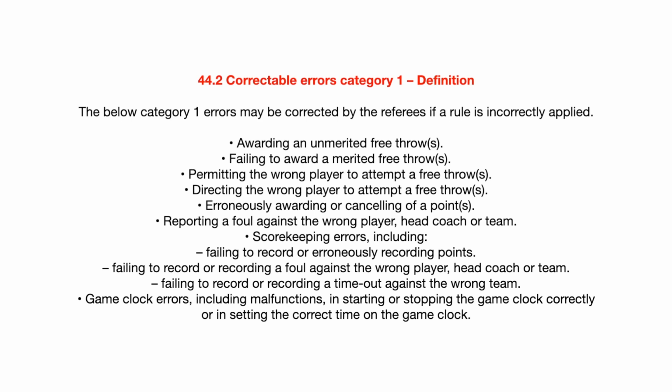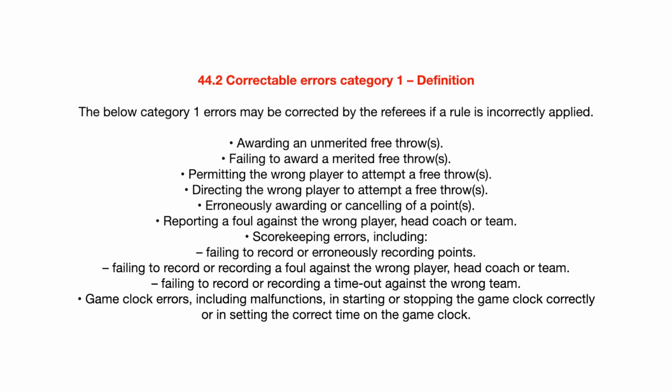There have been a number of additional correctable errors that we are able to correct in different situations. That is directing the wrong player to attempt a free throw or free throws, reporting a foul against the wrong player or coach or team, and other scorekeeping errors such as failing to award points or recording points that didn't happen, failing to record a foul or recording it against the wrong player or team, failing to record timeouts or recording them against the wrong team as well, and then other game clock errors such as malfunctions, the game clock not stopping and not starting correctly, and being able to adjust the game clock accordingly.